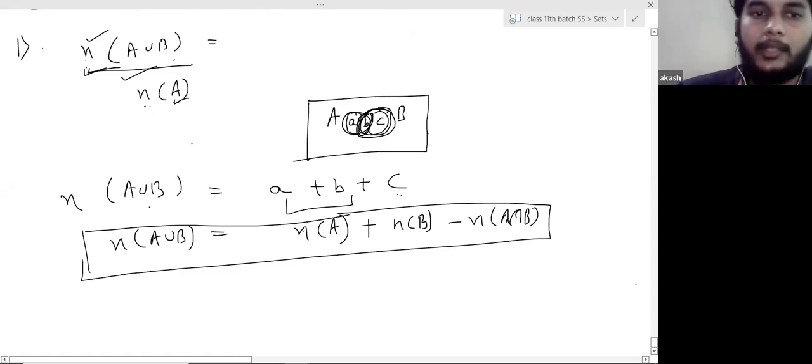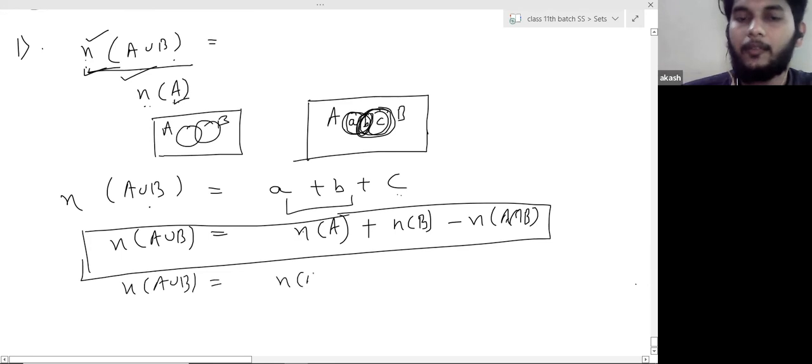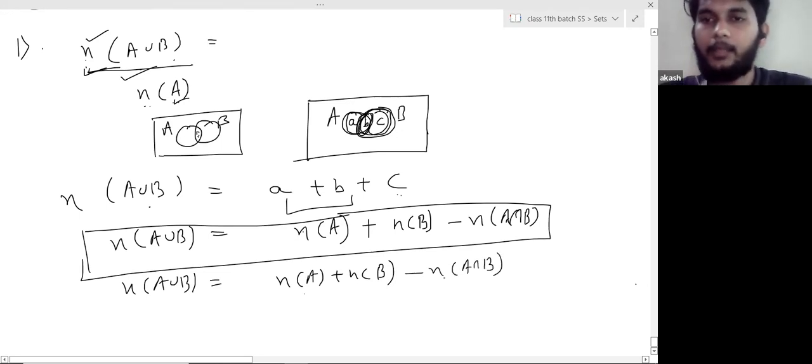There is another way to look at this thing also. N of A union B, we can say this is n of A plus n of B. But as we did this n of A and n of B, we counted this middle part twice. So we can subtract that once. You will get the same answer. Two ways to think about this question.